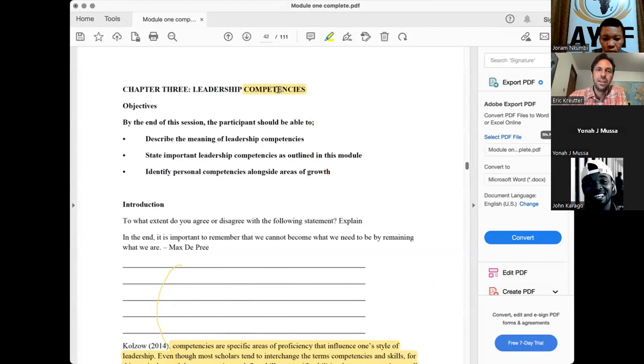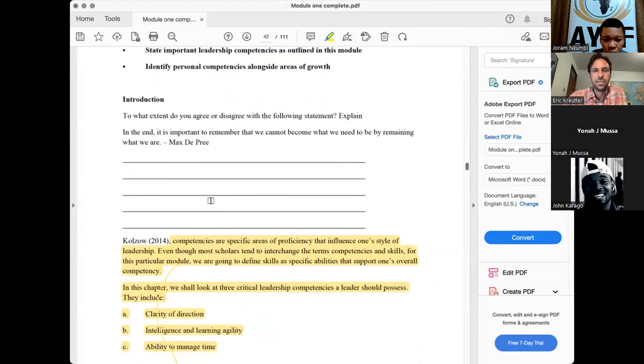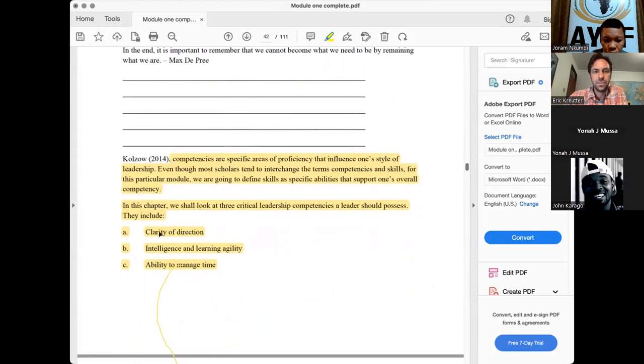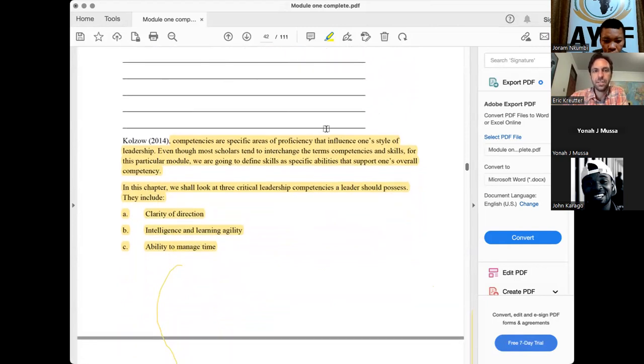So when we're looking at being able to do leadership, these are 3 key areas that we should be looking at. The first one is clarity of direction. The second one is learning and intelligence. And the third one is ability to manage time.